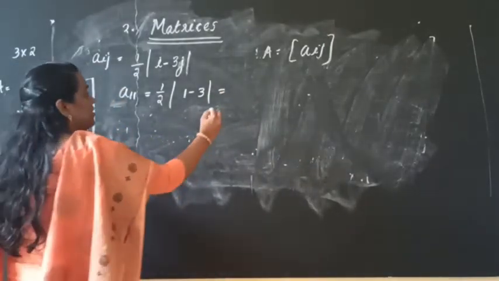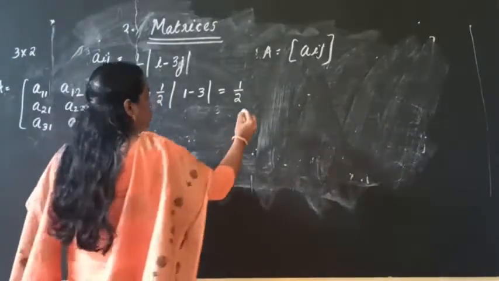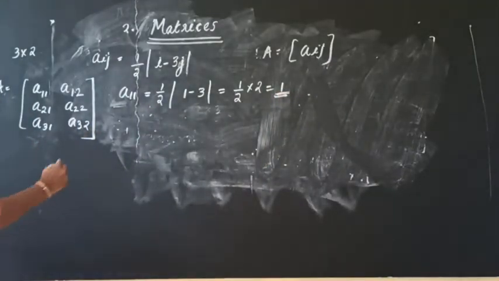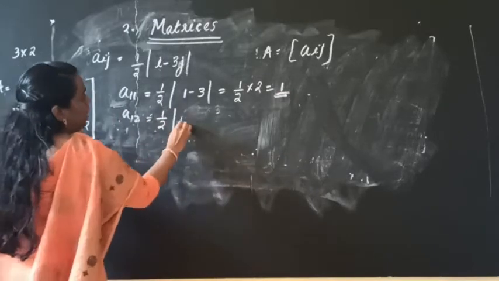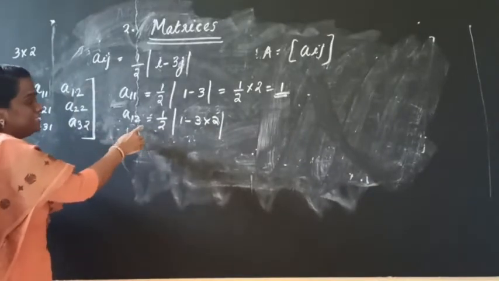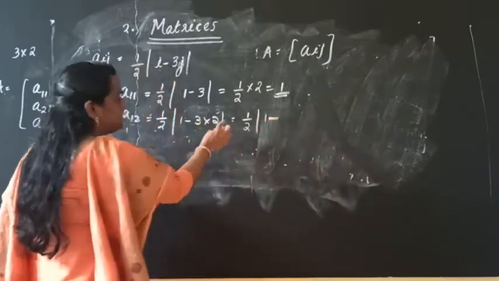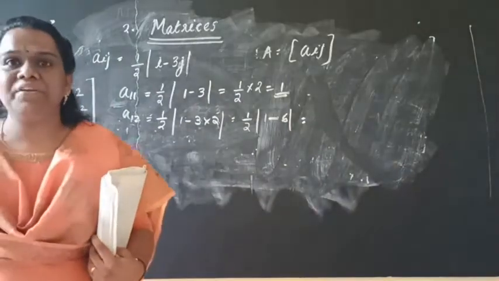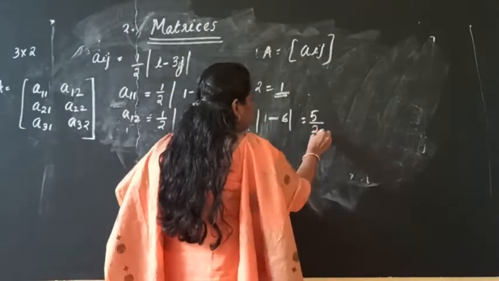What do we get for modulus of 1 minus 3? 1 minus 3 is minus 2, and the modulus is 2. Half of 2 gives the first element, which is 1. Then what is A12? Half of modulus of 1 minus 3 into 2. I hope you understood how we go to 2: j is 2. That is half of modulus of 1 minus 6. What do we get? 5. So it is 5 divided by 2.